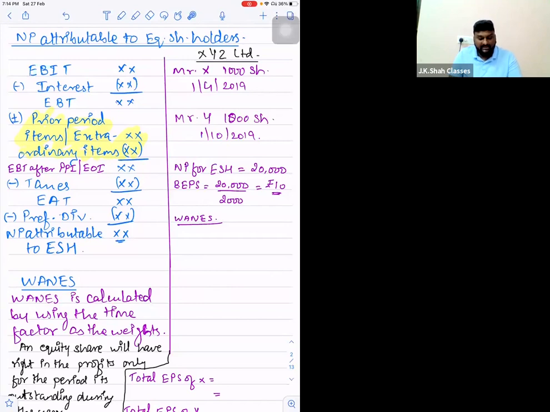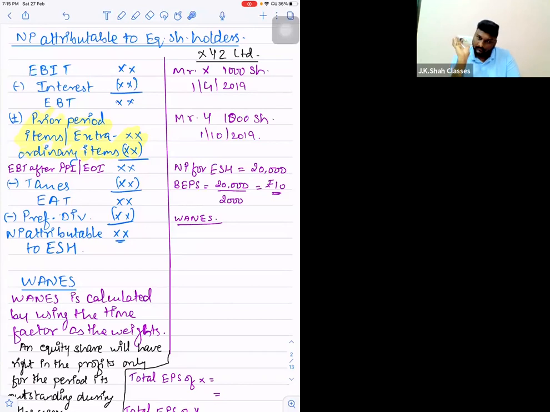Correct? So technically, Mr. X is holding these shares for one full year, that is from 1st April to 31st March. On the other hand, Mr. Y is holding these 1,000 shares only for a period of 6 months. So do you think both of them should have equal rights in the net profit or not? Sir, they should never have equal rights in the net profit. So I have to calculate the EPS in such a way that only that much part of profit is made available to them as per their rights in the shares.